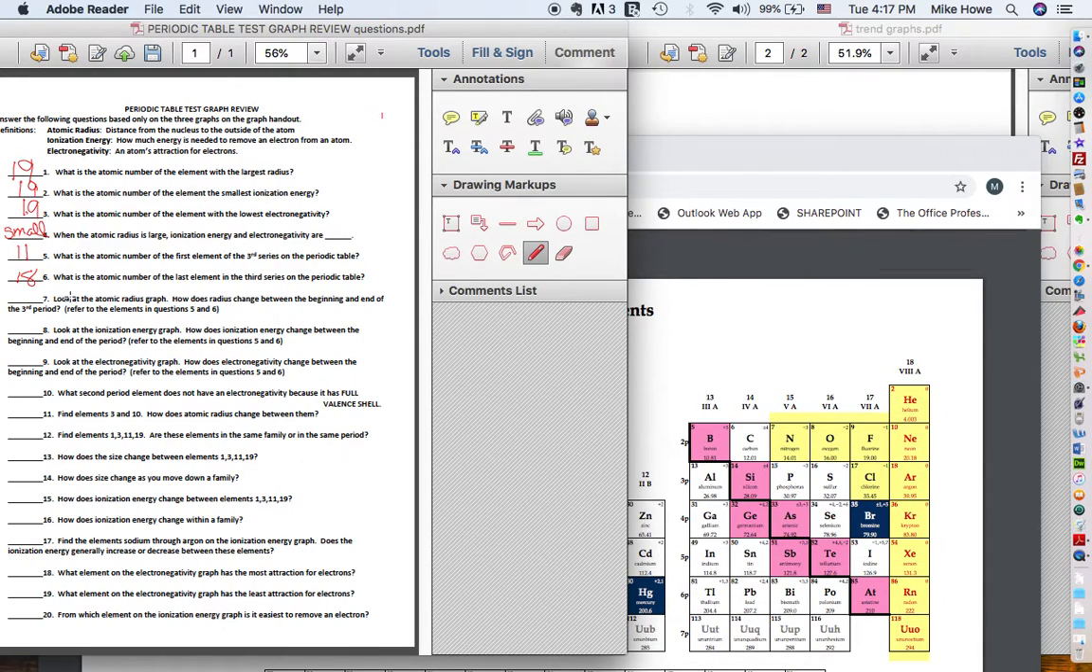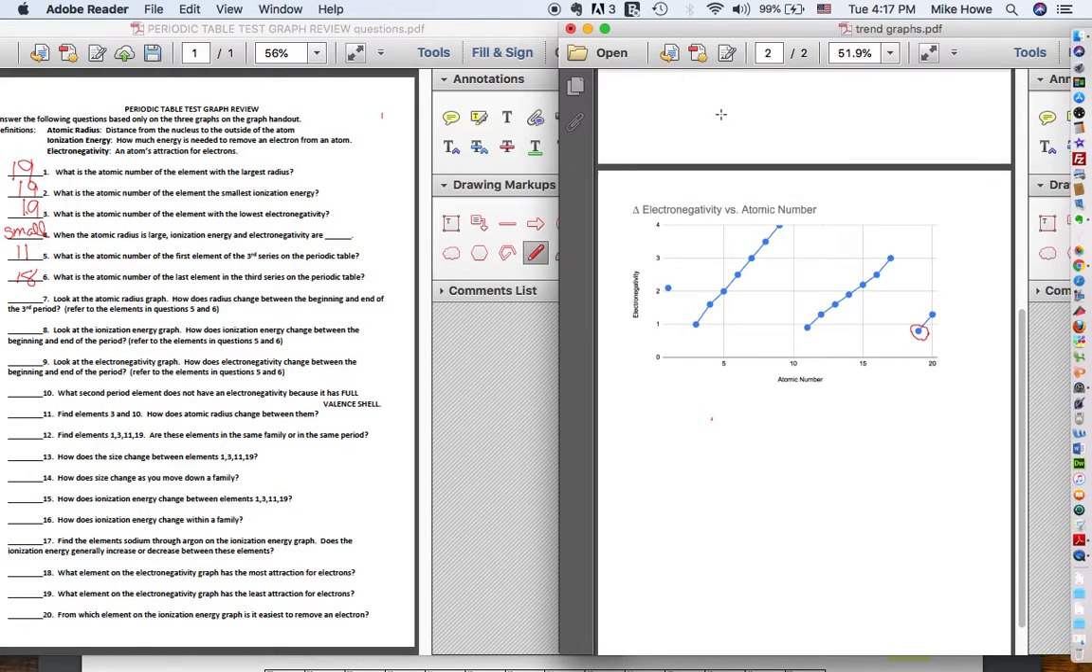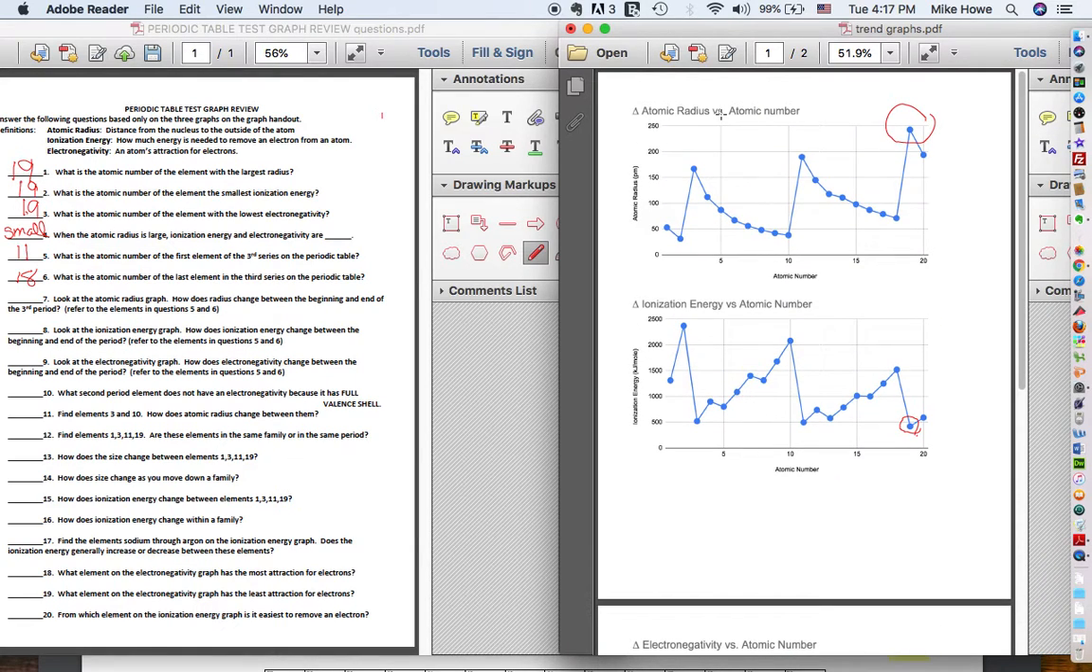Now number 7. Look at the atomic radius. How does the radius change between the beginning and the end of the third period? So let's go back to the radius graph. We said that the first element was argon. So that'd be this one. And the last, I'm sorry, I misspoke. The first element was sodium. And the last element is argon. That's this one. So we're going from sodium to argon.